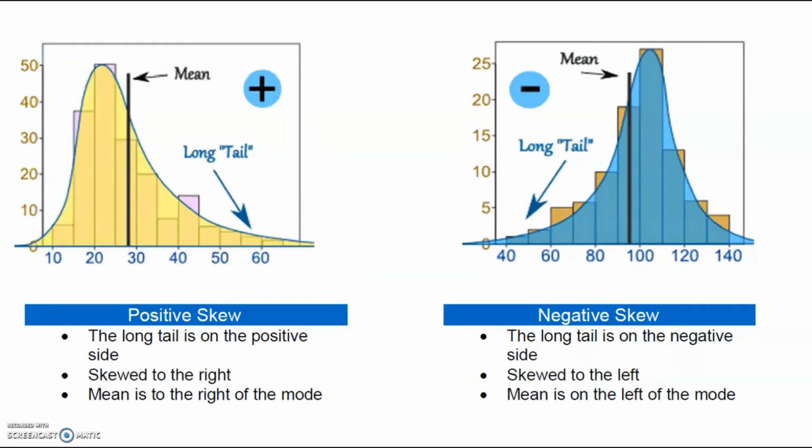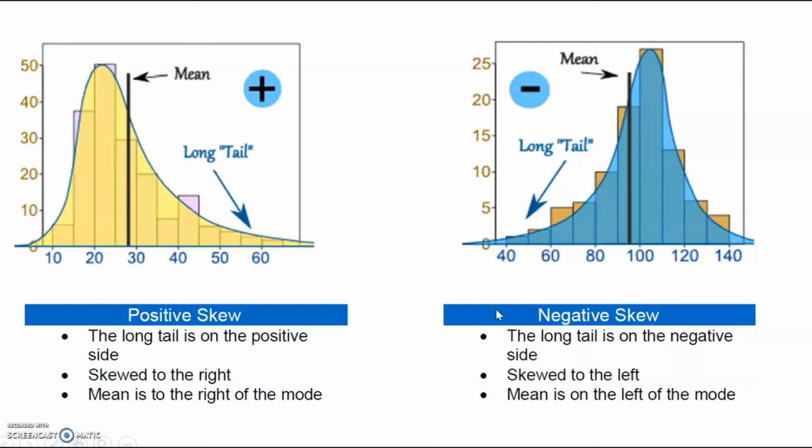If you have data that has a positive skew, what that means is that the long tail of the graph, so you can see there's a bar chart behind that graph, the long tail is on the positive side. And what that means is that it's skewed to the right. Your data, the majority of your scores are to the right. And in that, it means that your mean is to the right of your mode. So you can see here, there's your mean, but your mode is there. So the mean is to the right of your mode.